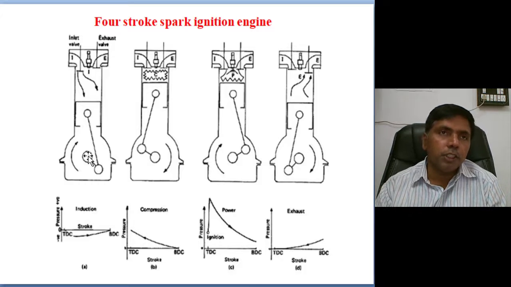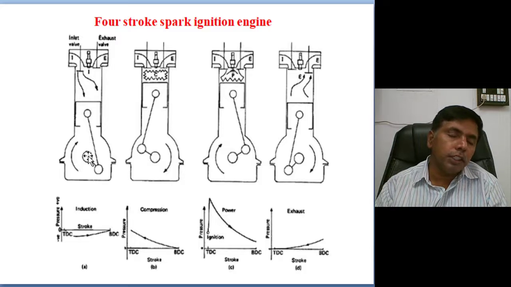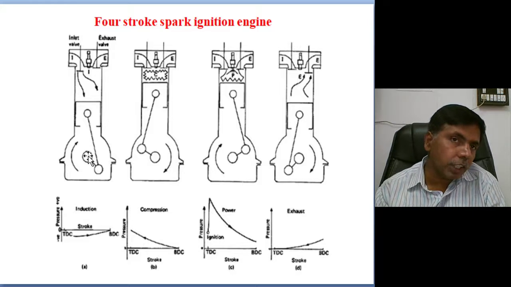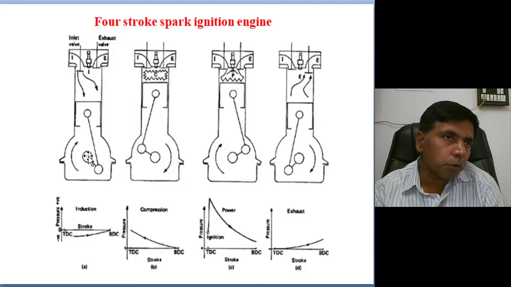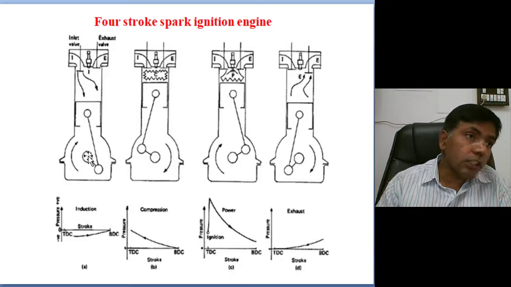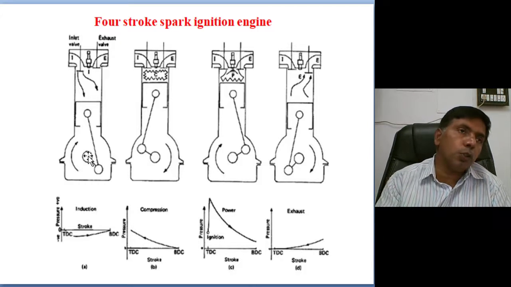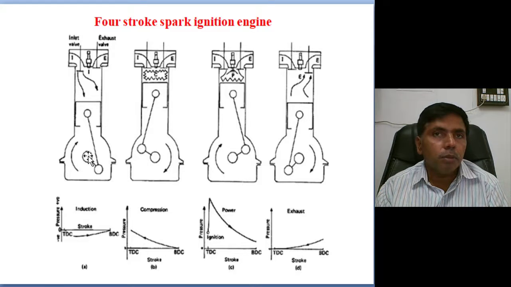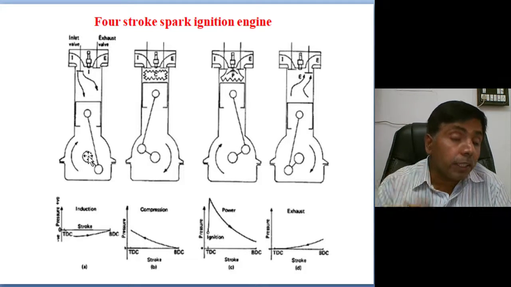In a 4-stroke engine, the piston moves 4 times, from BDC to TDC or TDC to BDC. If it moves 4 times, how many times does the crankshaft rotate? One piston movement equals 180 degrees of crankshaft rotation, so 4 times means 720 degrees. So in a 4-stroke engine, for completion of one cycle, or for production of one power stroke, the crankshaft rotates 2 revolutions.